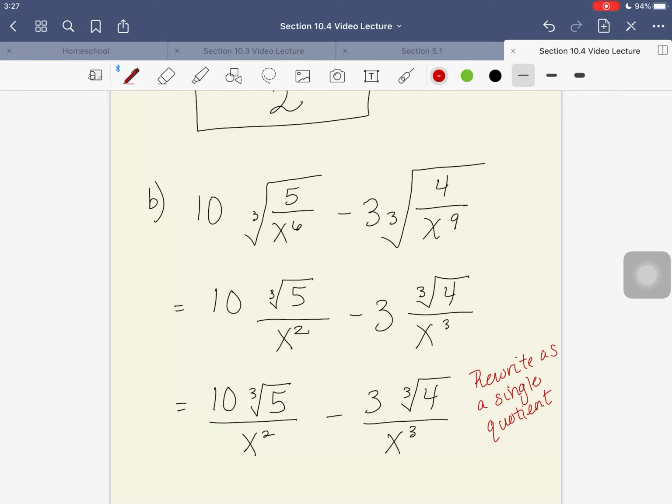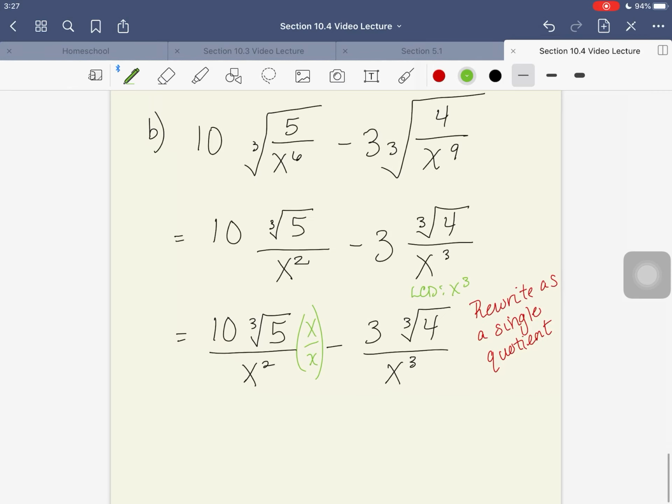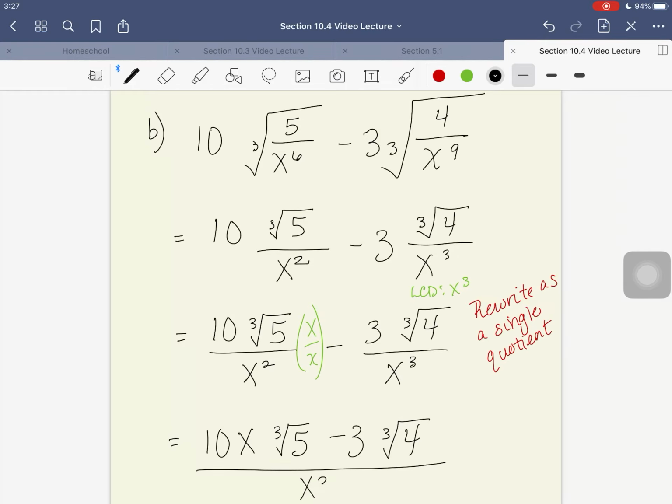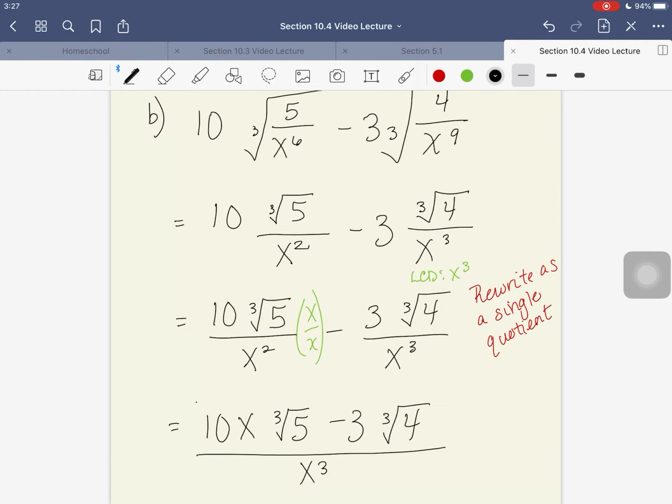Okay, so the LCD would be x cubed. So that means I would need to multiply this term by x. So now I have 10x cube root of 5 minus 3 cube root of 4, and all of this is over x cubed, and that is the final answer.